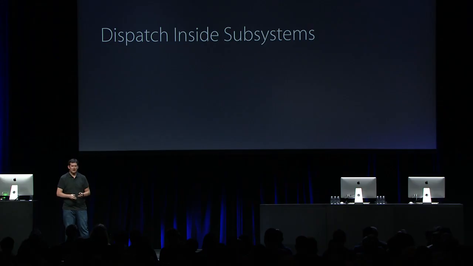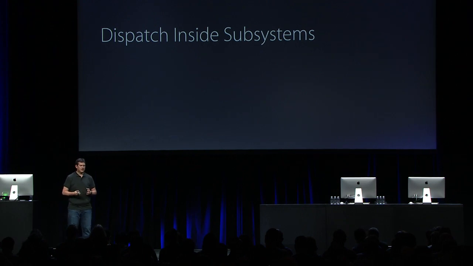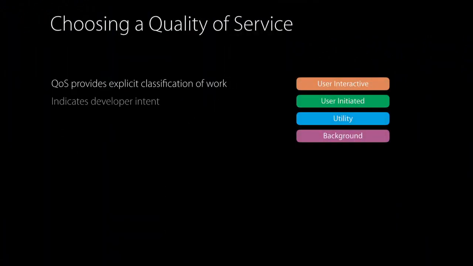So now we've seen a bit how to structure dispatch use in your application as a whole. How can we also apply it to your usage inside a subsystem? Well, you can use dispatch to classify the work that you submit. And to do so, we need to introduce quality of service classes. These are classes that provide an explicit classification of the work that you're submitting to dispatch. This allows you as the developer to indicate the intent of the code that you're submitting to dispatch.